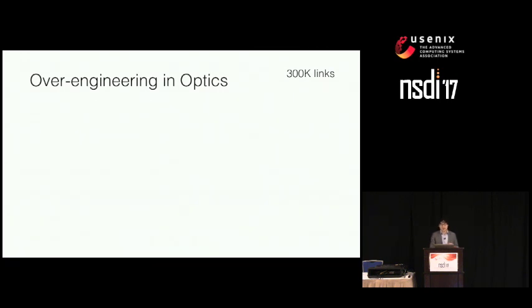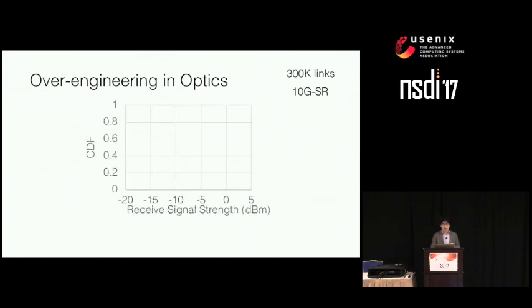Let me show you some results on the 10G short-reach optical technologies. The orange vertical line is the threshold for receive signal strength to deliver a bit error rate of less than 10 to the negative 12, as required by the IEEE spec. This is a CDF of our observed receive signal strength. As we can see, there is a huge gap between the measured receive signal strength and the minimum requirement.